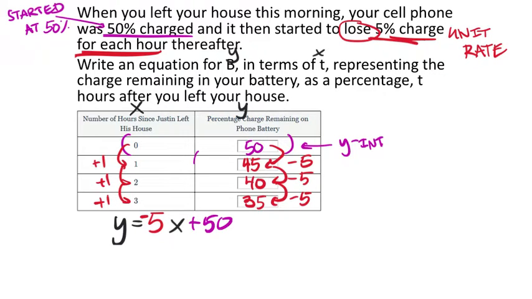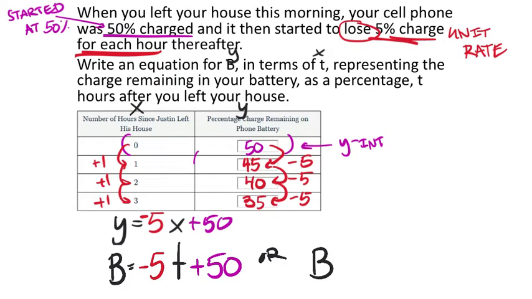But again, this one does not want this in terms of y and x. It wants b in terms of t. So instead of the y, I'm going to use a b. And instead of an x, I'm going to use a t. So b, looks like that's the battery left, would be negative 5% times the number of hours plus the 50% that you started with. But again, the order can be different if you prefer it to be. You can say that you're going to start at 50% and then take away 5% every hour.